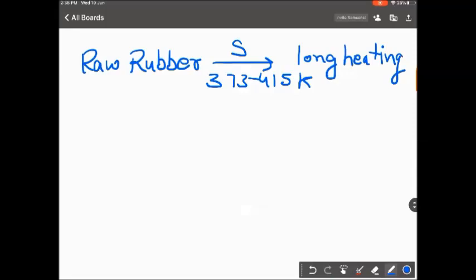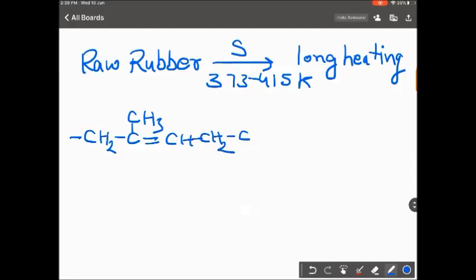So what is the structure of vulcanized rubber? If we write the polymeric structure of rubber, it was like this. We have CH2, C, CH3, double bond, CH, CH2, then again a CH2 of the next unit, then C, CH3, double bond, CH, CH2, and S. We have drawn two isoprene units here.